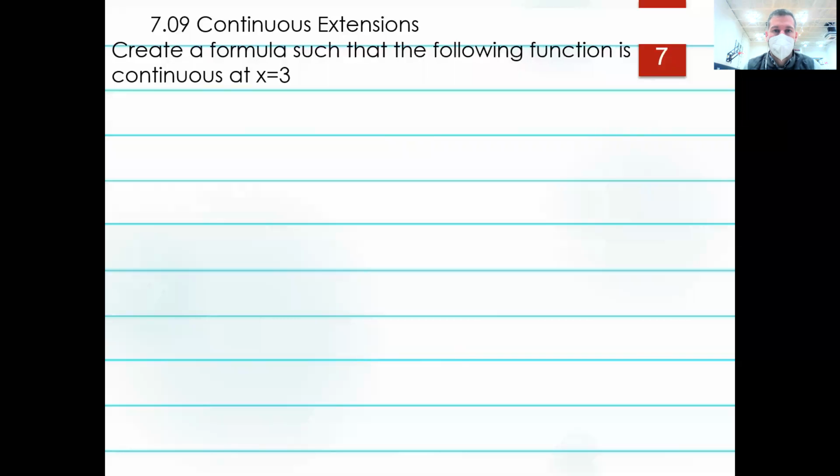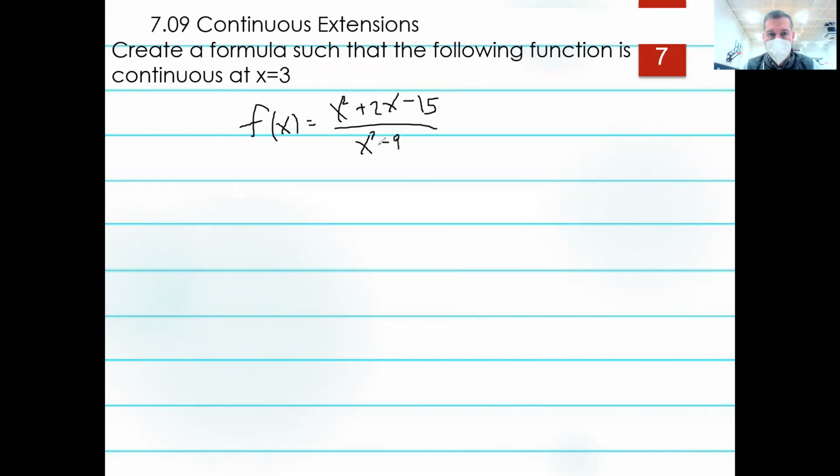Another type of problem would be: create a formula such that the following function is continuous at x equals 3. Well, let me give you a function real quick. That function is going to be f of x again. We're going to have a rational function: x squared plus 2x minus 15 over x squared minus 9. Now we want to make it continuous at x equals 3.